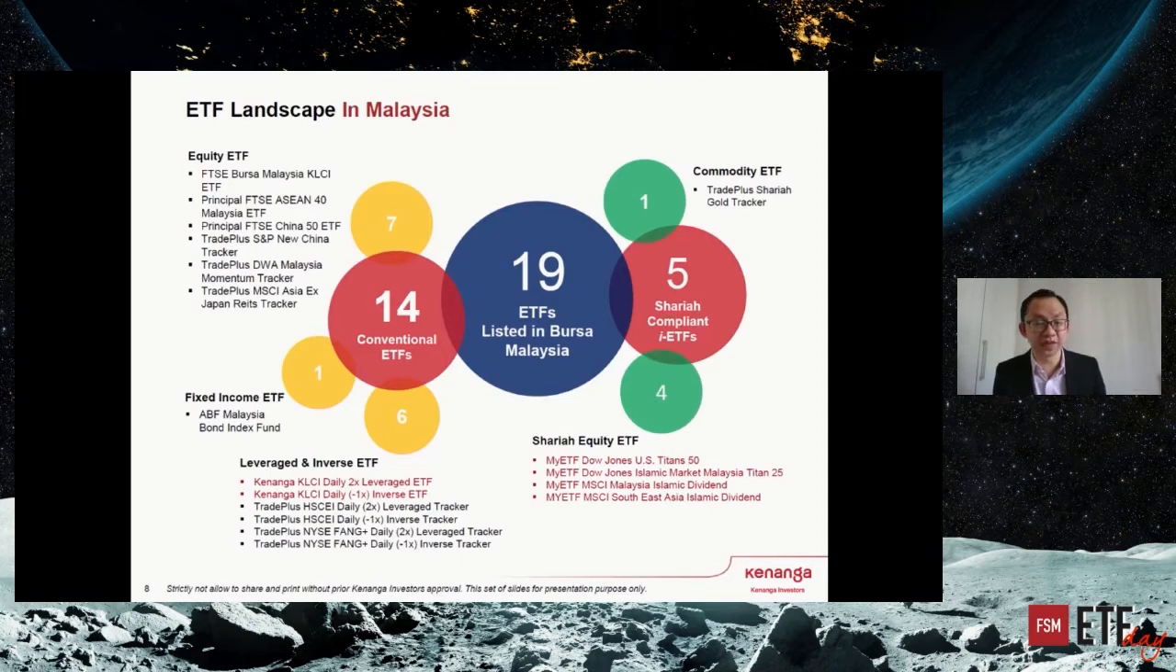And we have 1 fixed income, and we have leverage and inverse ETFs. We have 6 here. Kenanga KLCI Daily 2x Leverage ETF is what I have just mentioned. If you are very positive on the Malaysian market, you may want to consider buying this, so that when the FBM KLCI goes up 1%, you will gain 2% in your portfolio. But vice versa, the risk is that if the market drops by 1%, you will lose 2% as well.